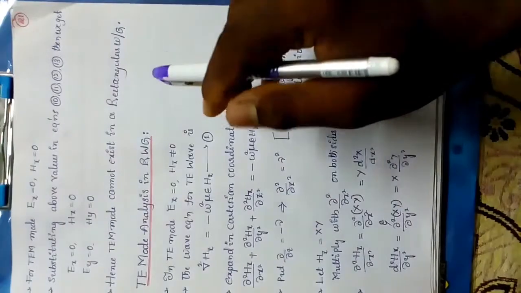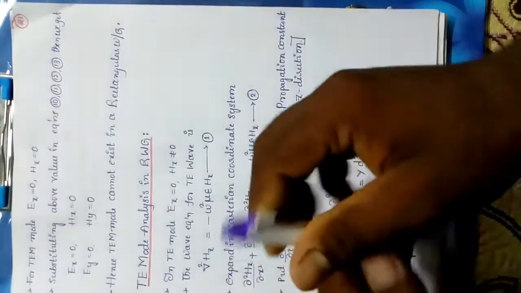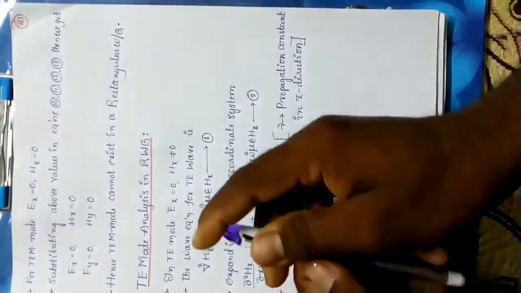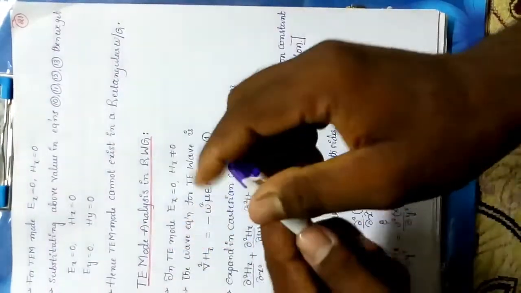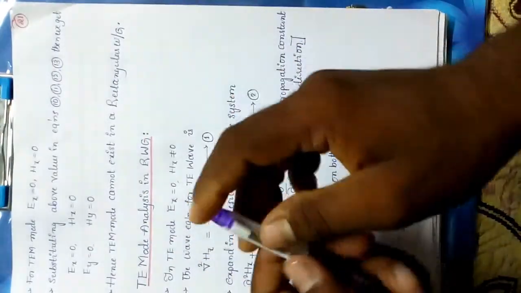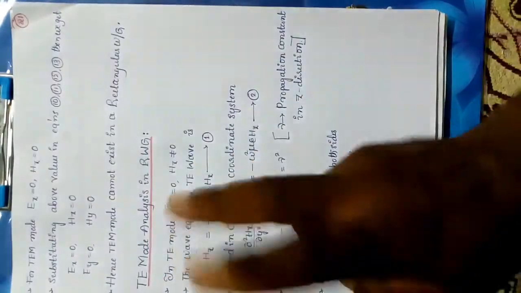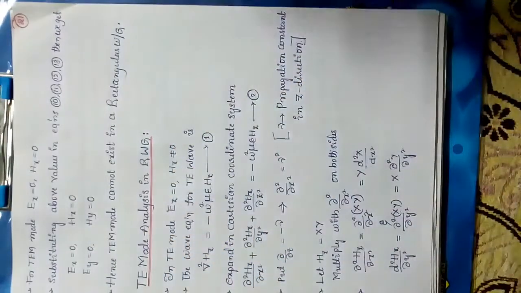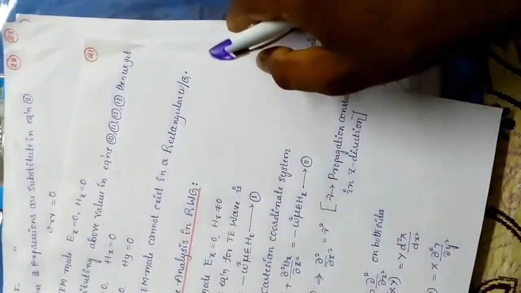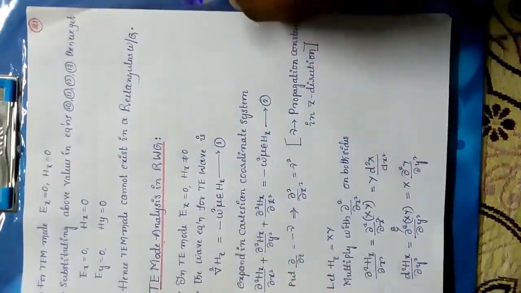The next topic is analysis of TE mode and TM mode. What is the analysis of TE mode in a rectangular waveguide, and what is the analysis of TM mode in a rectangular waveguide? These are separate topics in our first unit. These two topics are very big topics. I will cover them in the next lecture, that is TE mode analysis in rectangular waveguides.